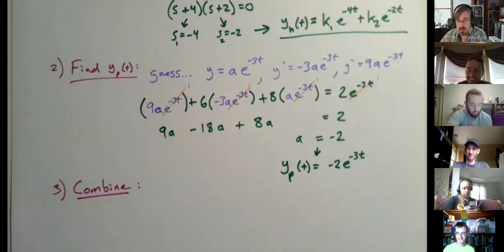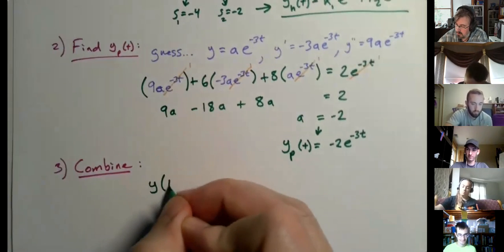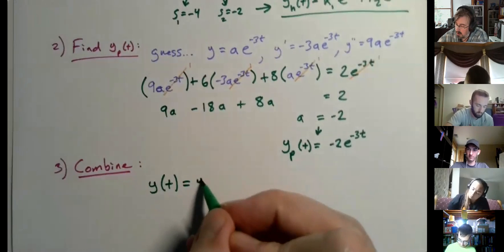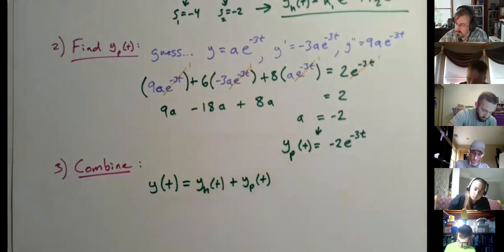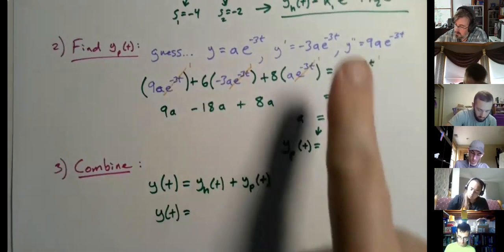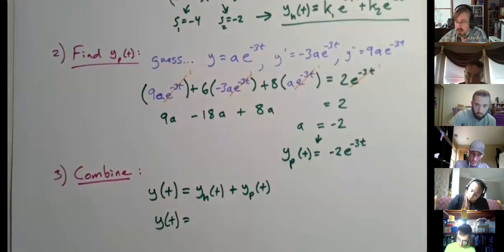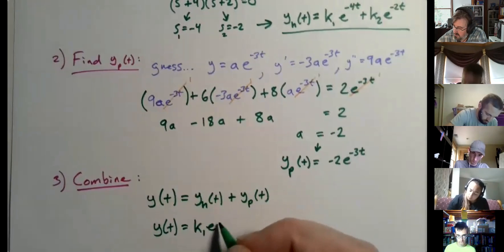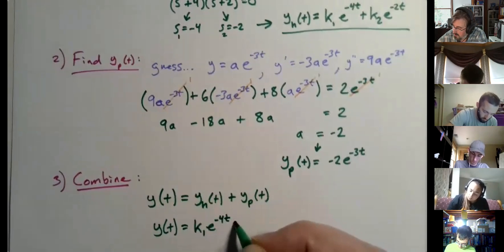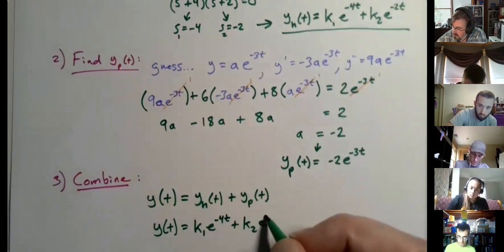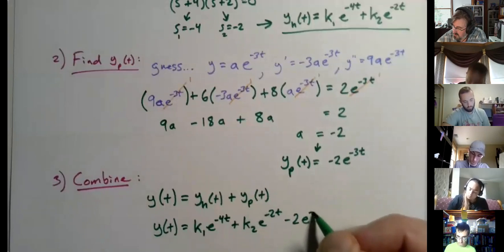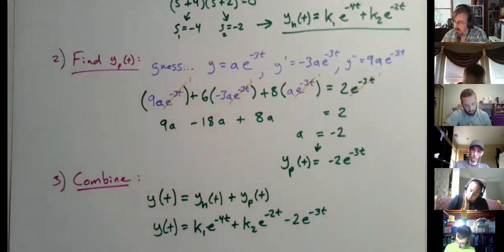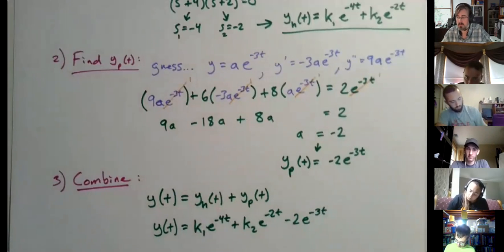Putting it all together, we know the general solution is going to be my homogeneous part plus my particular part. So all I have to do is rewrite this as K1 e to the minus 4t plus K2 e to the minus 2t plus my particular solution, which is minus 2 e to the minus 3t. And that's it. That's my general solution.